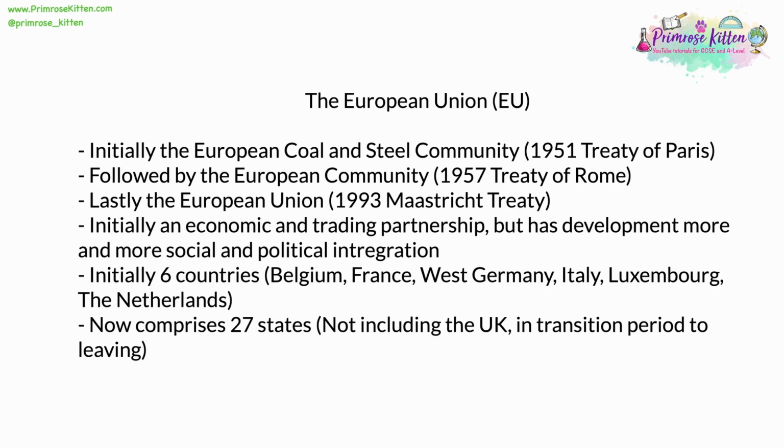Initially, there were 6 countries in the EU following the 1957 Treaty of Rome. They were Belgium, France, what was then West Germany, Italy, Luxembourg, and the Netherlands. The EU now comprises 27 states spanning Europe, not including the UK, which is in a transition period after Brexit, in a process of leaving the EU.